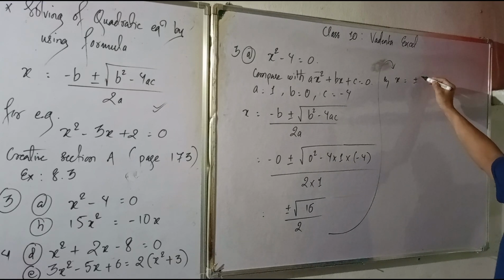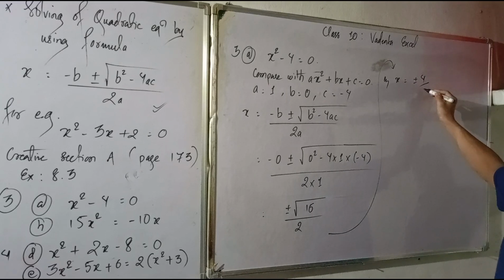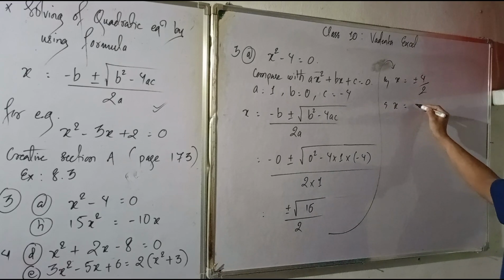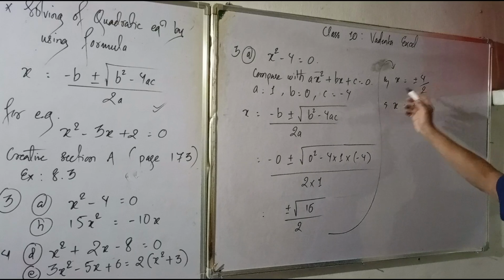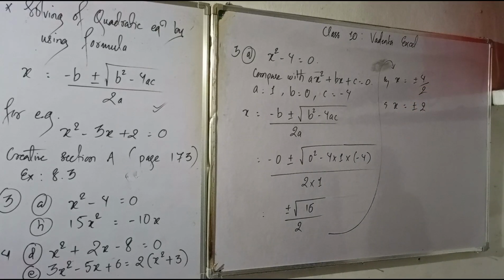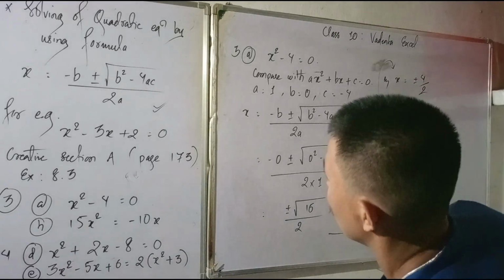So x equals plus minus root 16 divided by 2. Root 16 is equal to 4. Now 4 divided by 2 remaining 2. Now we have both values for x, that is positive 2 and negative 2. One is positive 2, another is negative 2.